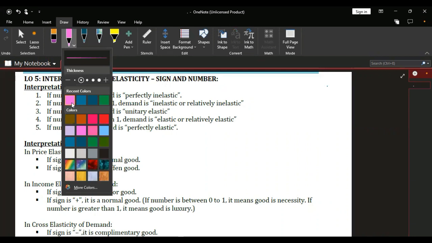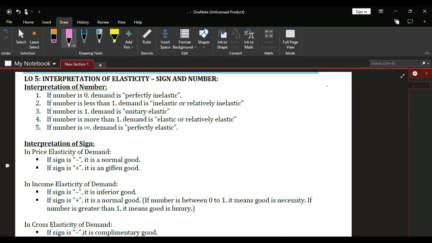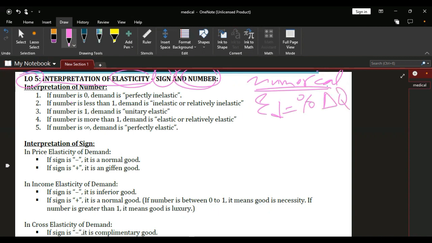Today we are present in our next economics class in which we are going to study the fifth learning objective, that is interpretation of elasticity of demand through its sign and number. In practical or numerical questions, some numeric data is given to you in which you have to use the formula of elasticity of demand, that is, elasticity of demand is equal to percentage change in quantity demanded to percentage change in price.